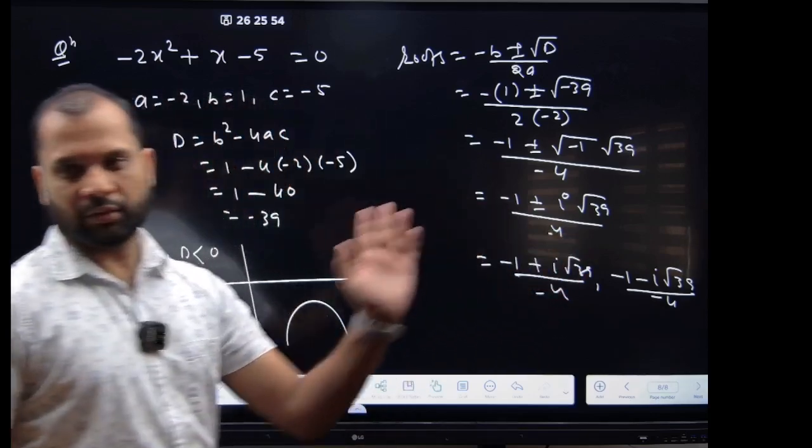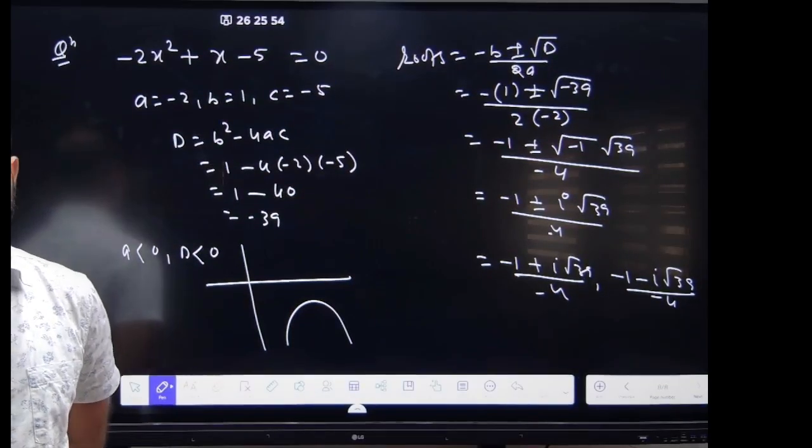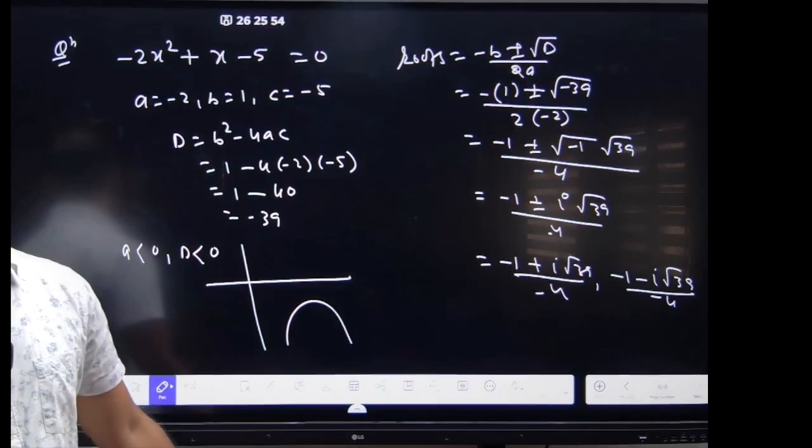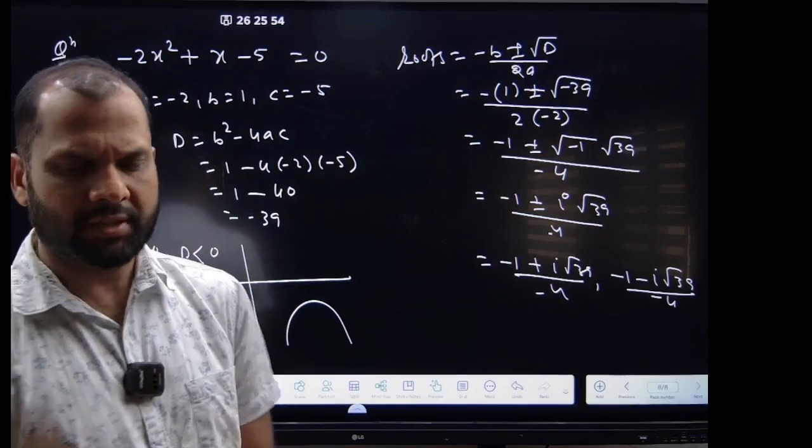Now we can't say these are omega and omega square. These are different roots. Understood? I hope you are getting it. All the vertex and everything you can write, right? Fine. Now this is all about the quadratic equation. This much you should know.